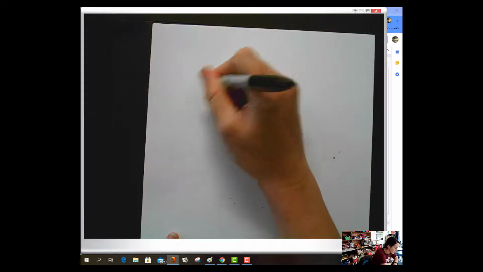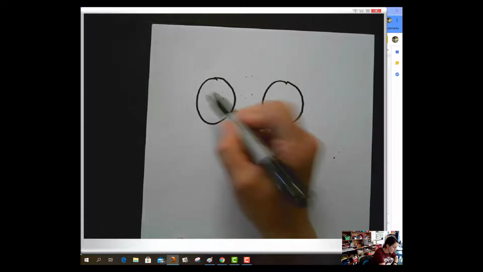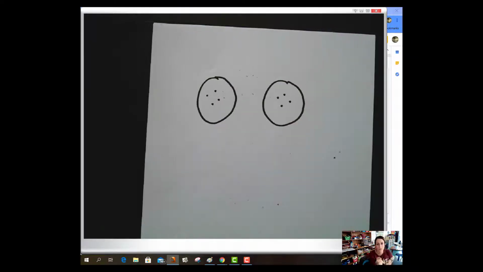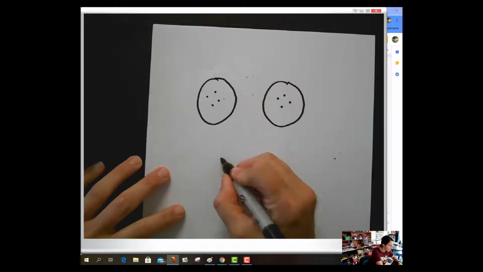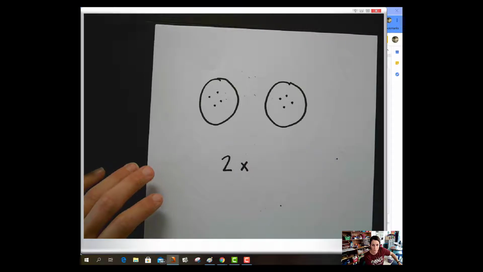So let's see here. I've got 2 loops. I want you to pause the video and see if you can write the multiplication expression. All right, you back? All right, so in the multiplication expression, the first number is how many loops that you have. How many loops do I have? 2, great. Times, how many are in each loop?